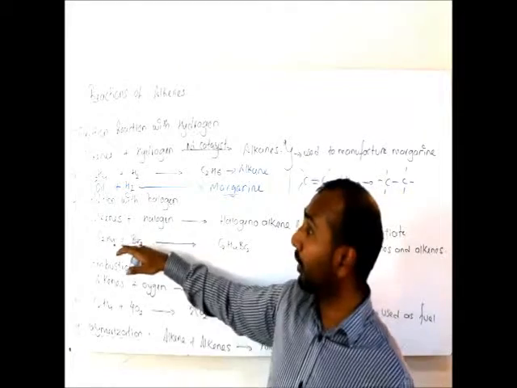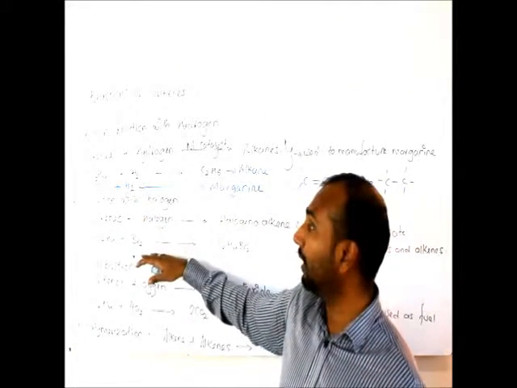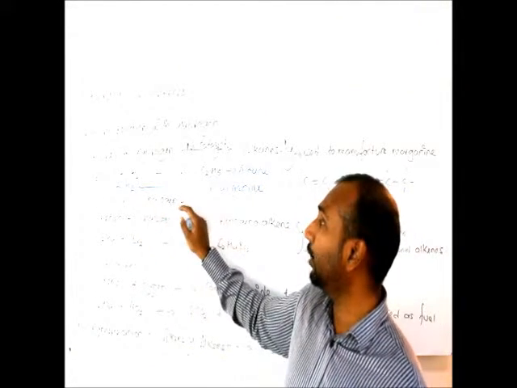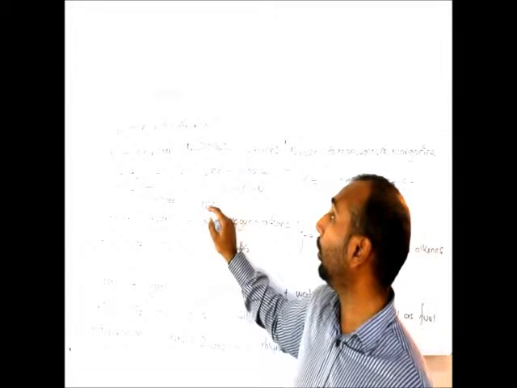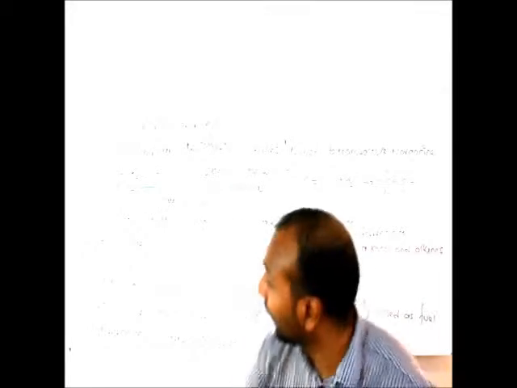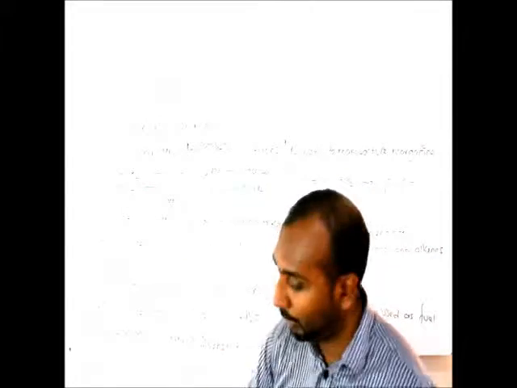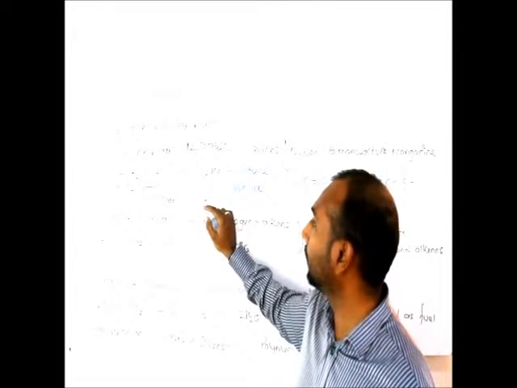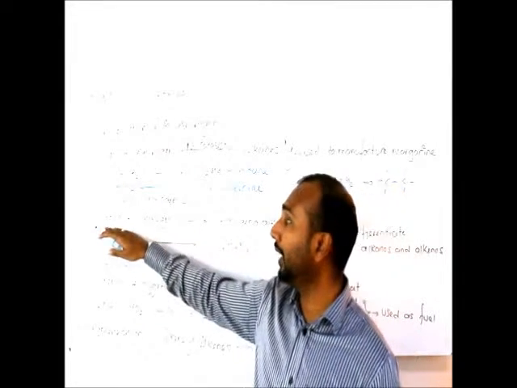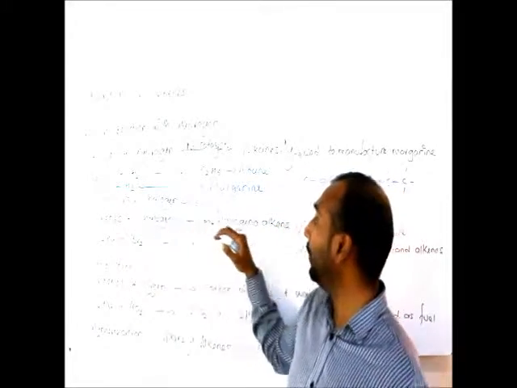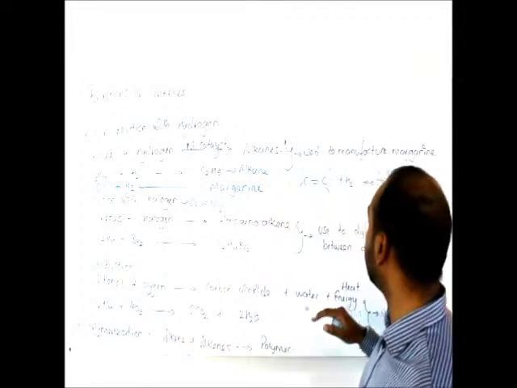The second thing which you can add across an alkene is a halogen. What's a halogen? A halogen is, for example, chlorine or bromine. Anything like chlorine or bromine is a halogen. If you take an alkene and you add a halogen to it, it becomes a halogenoalkane.